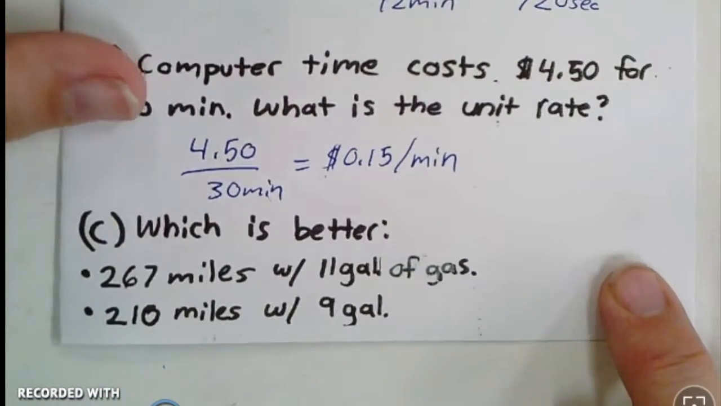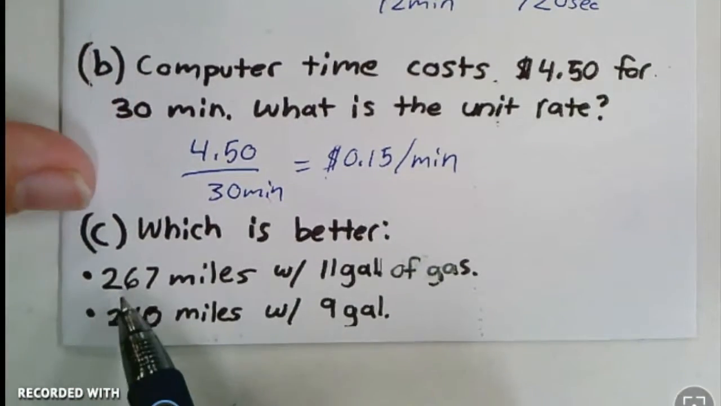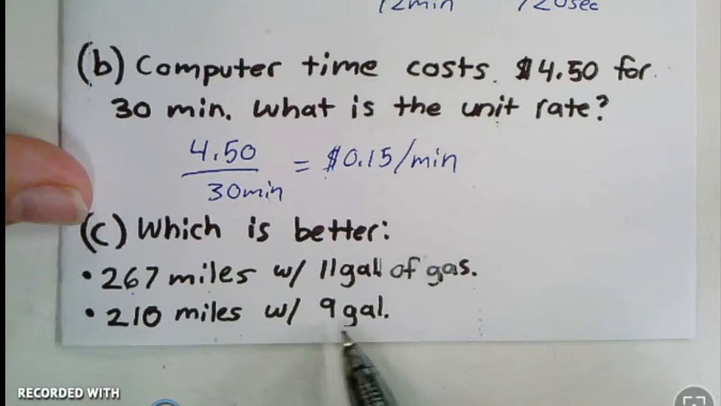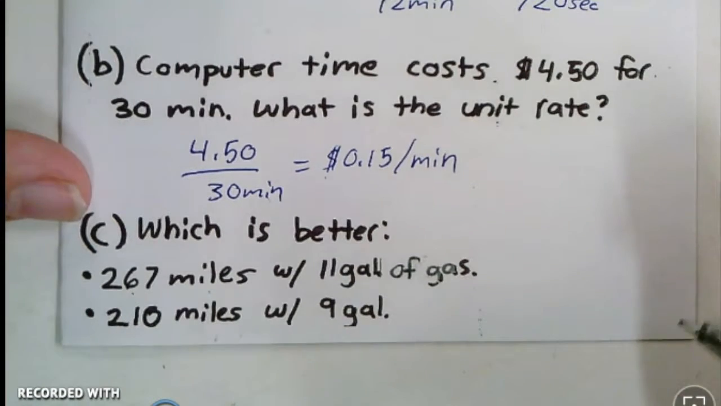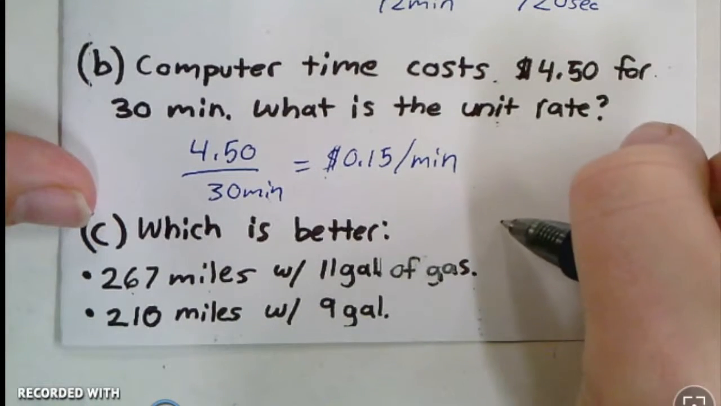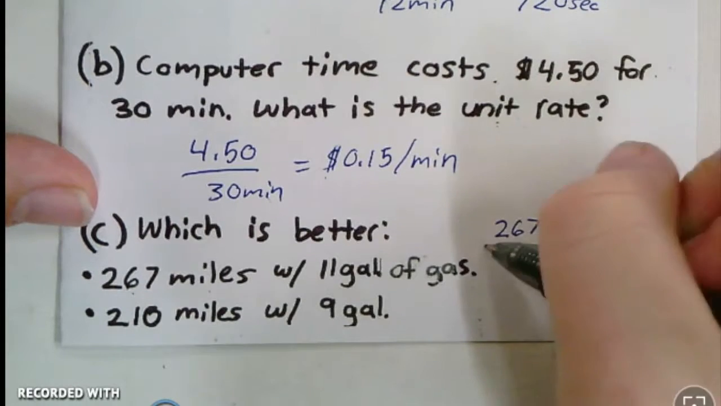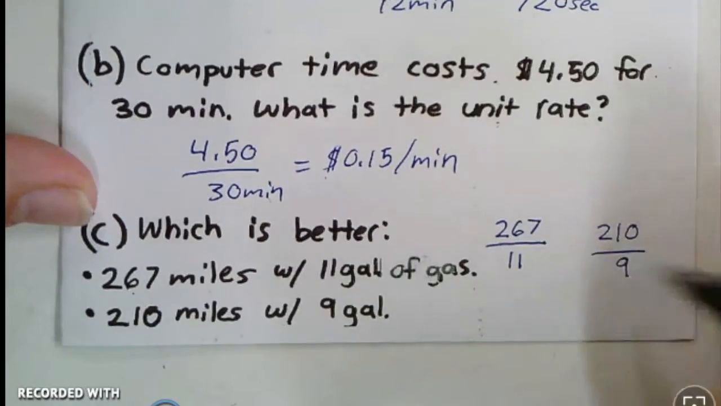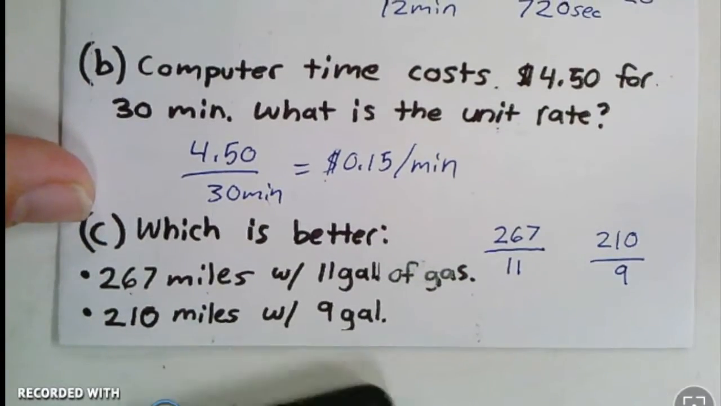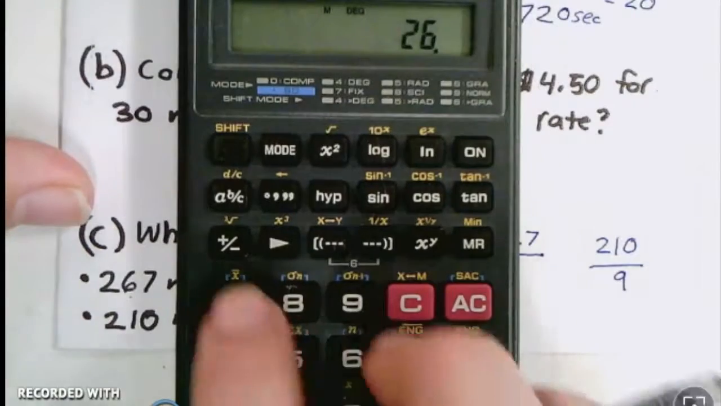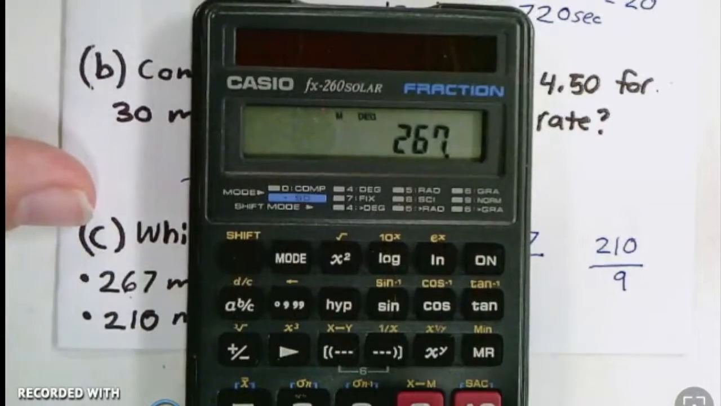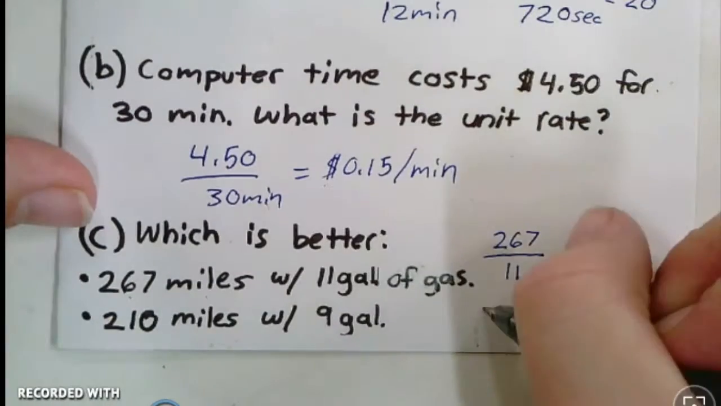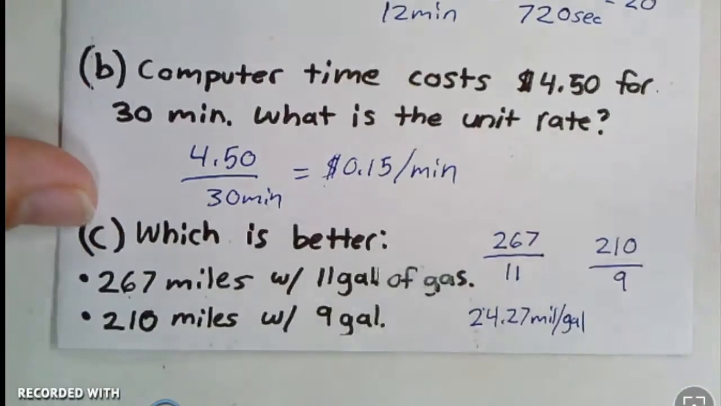And my last question here, I've got 267 miles with 11 gallons of gas, or 210 miles with 9 gallons of gas. So I want to know miles per gallon. So I'm going to set up two ratios here, 267 over 11 or 210 over 9, and figure out what they are. 267 divided by 11 is 24.27 miles per gallon.